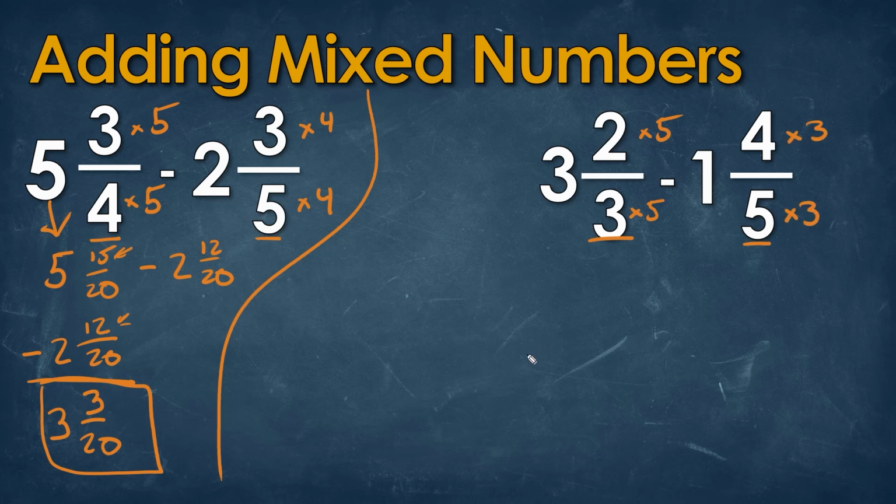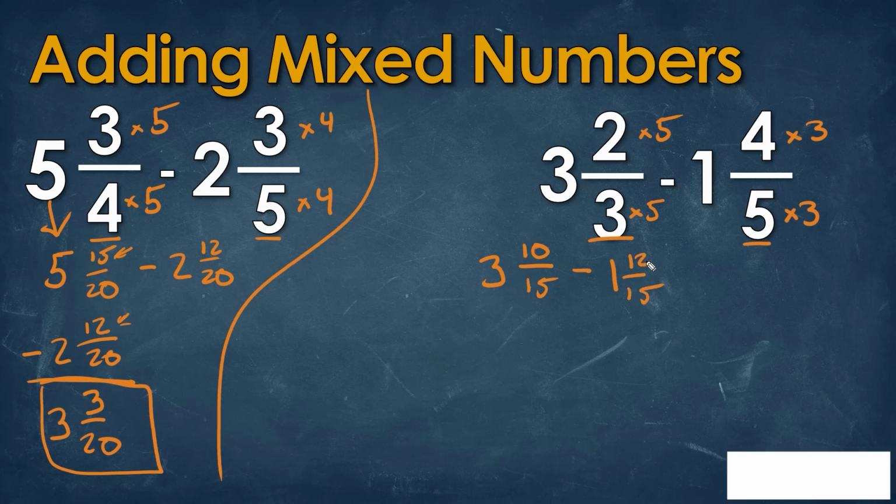Now we can multiply this all out. Now that 3 in front, that whole number, that stays the same. The only thing again that we change is going to be the fraction. So we multiply those two values. So we're going to have 10 over 15 minus 1. We keep that 1 the same. Then we have 4 times 3, which is going to be 12 over 15.